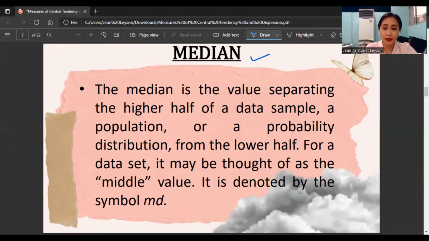We have here the median. The median is the value separating the higher half of a data sample, a population, or a probability distribution from the lower half, meaning we will be dividing the data set into two groups, the lower half and the upper half, and the number in the middle will be our median. For a data set, it may be thought of as the middle value. It is denoted by the symbol MD. I think that's easy to recall because median, MD.